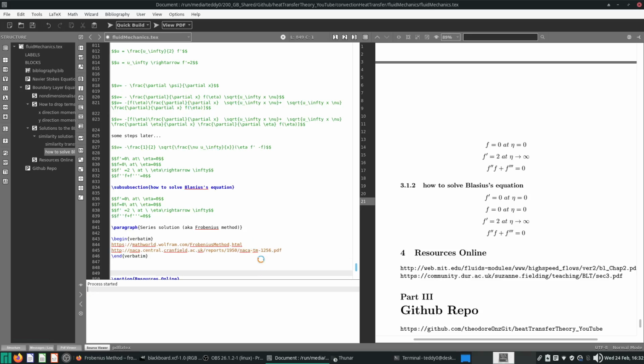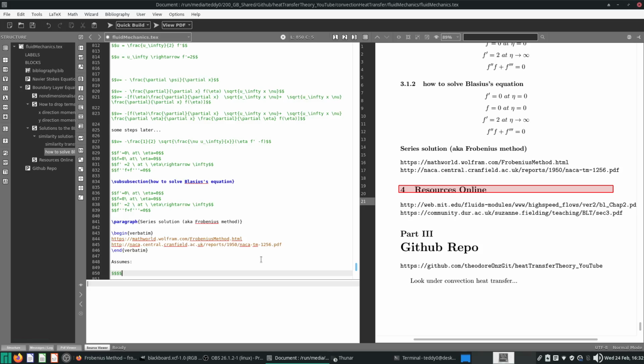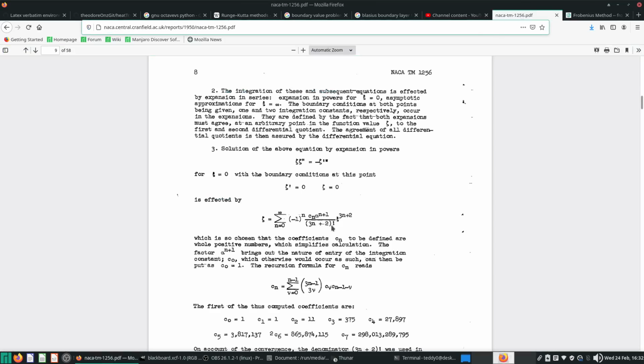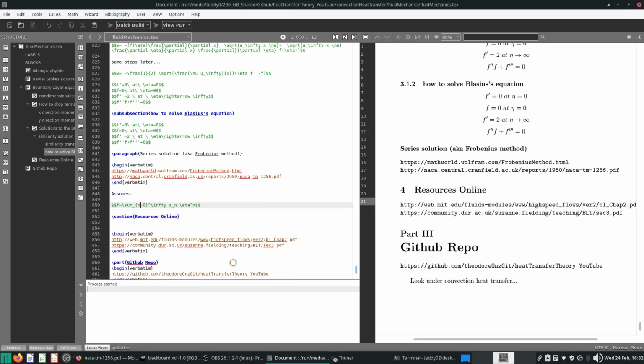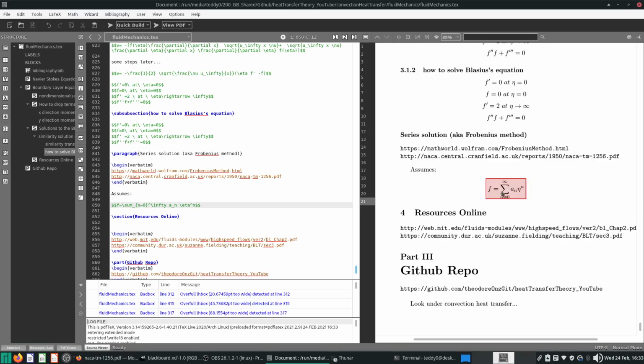So the series solution basically assumes f equals some sum from n equals 0 going to infinity. You have some constants here, and eta to the power of n. So you don't go by i equals 0, you use n. Basically, you substitute this expression in.